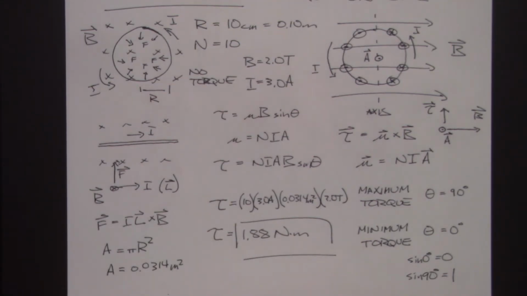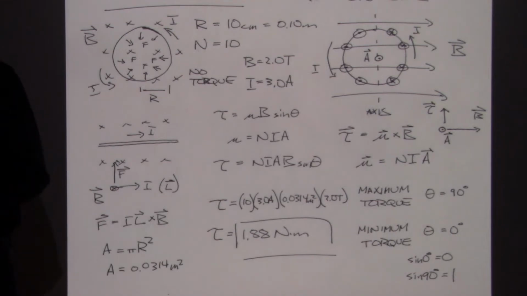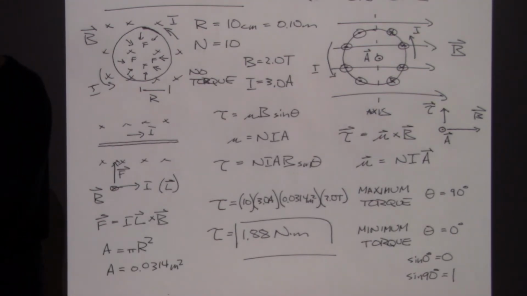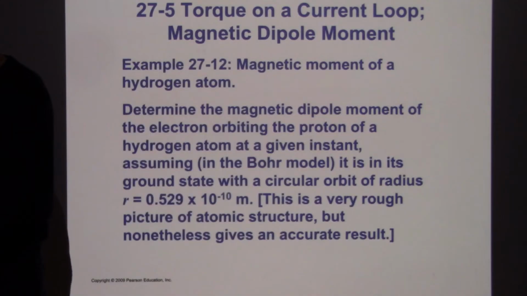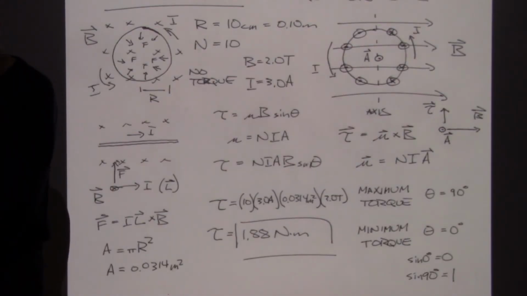How many loops does it have? How much current are we running through the wiring? How large is the magnetic field that we've placed that in? And that's going to determine how much torque we have. And as you know, we have electric motors that have a lot of torque. We can generate a lot of torque with electric motors. Okay, I think we're moving along here.